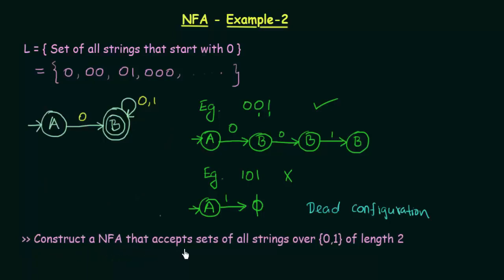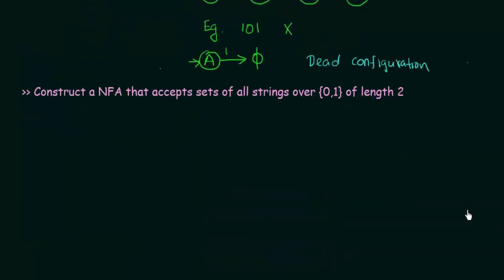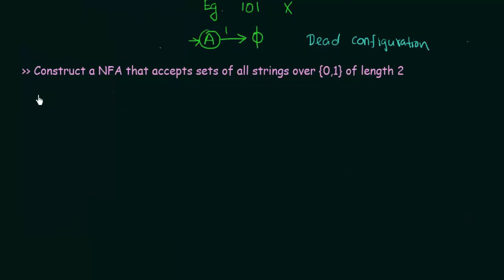Construct a NFA that accepts sets of all strings over 0, 1 of length 2. So if you remember, we have done this same thing for DFA as well. So let us see how to construct the NFA for this. Before starting, here our input symbols are 0 and 1, and our language is the set of all strings over 0, 1 of length 2. So what will be the set of all strings of length 2 over 0, 1? They will be 0 0, 0 1, 1 0, and 1 1. Okay, now let's see how to construct the NFA for this.